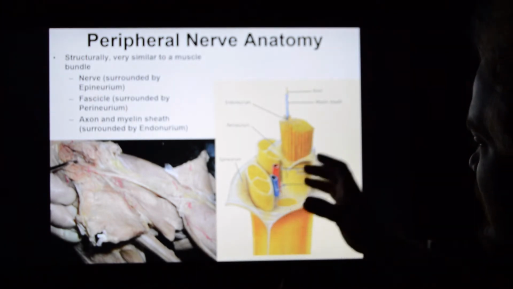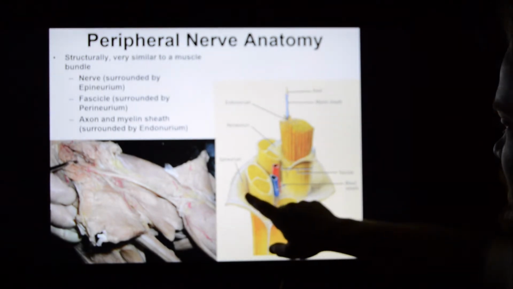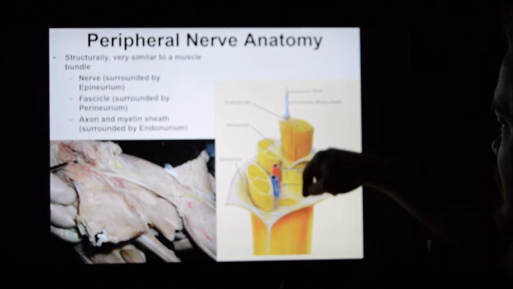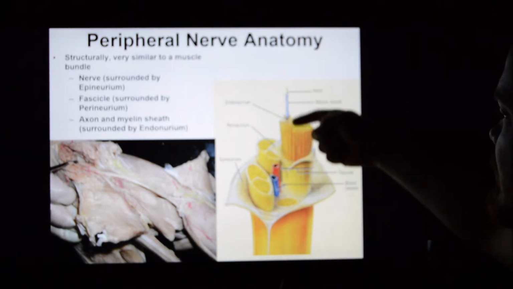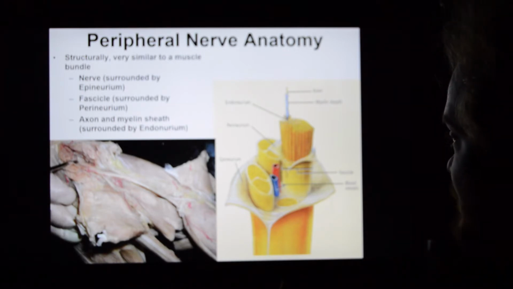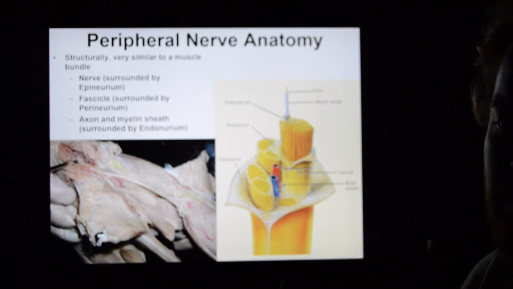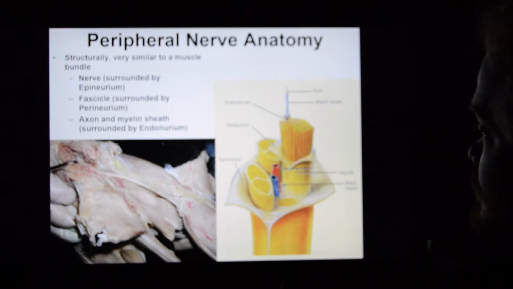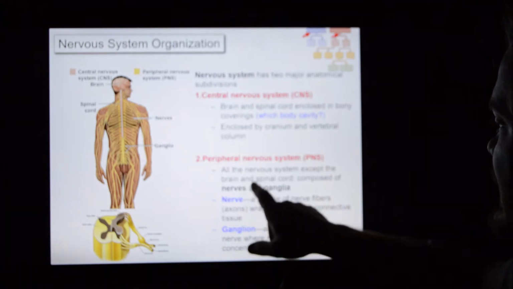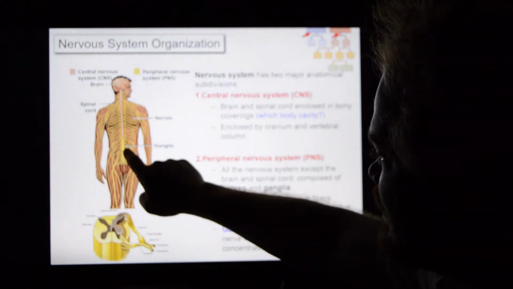A given nerve has an appearance like this. It looks almost like muscle. It's got an epineurium surrounding what are called fascicles. Fascicles are surrounded by perineurium, and then inside there will be individual axons surrounded by endoneurium. So it looks a lot like a muscle. It really looks a lot like a bone too, with their osteons and lamellae and all that fun stuff. So that is a nerve. Nerves are big bundles of axons. A ganglion is a swelling next to the spinal cord in most cases.